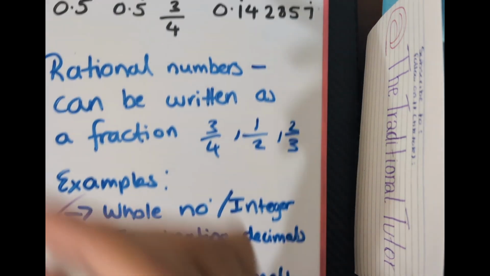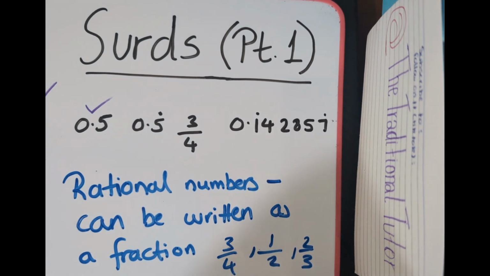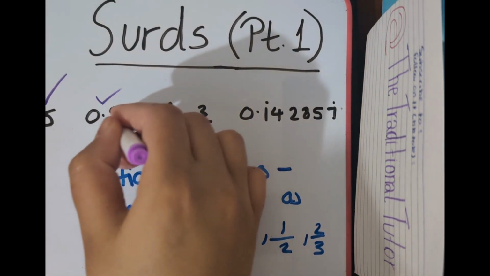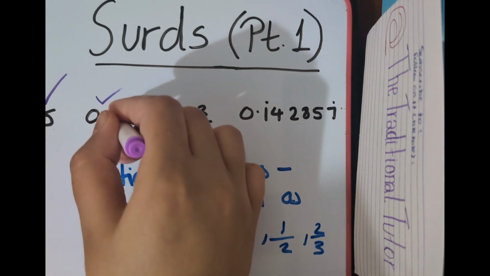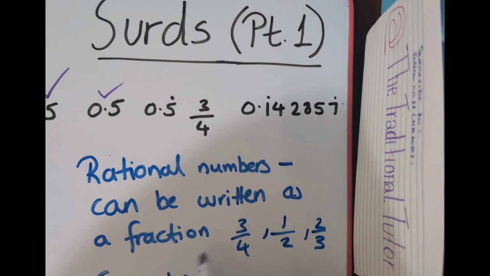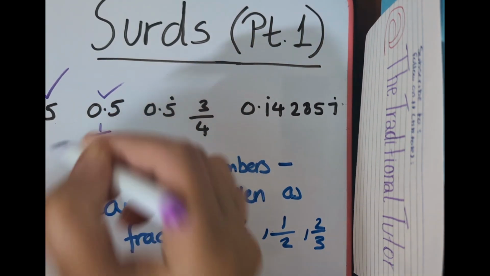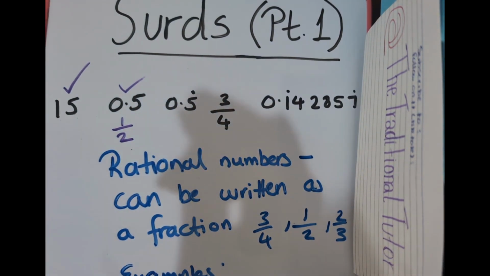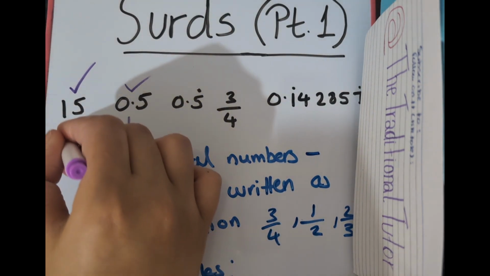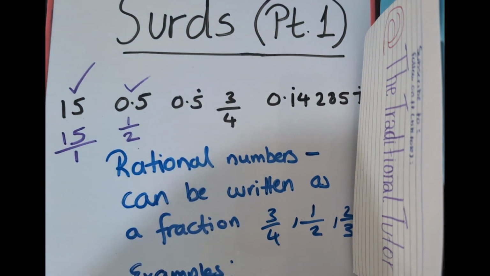And by terminating, what I mean is just the fact that it stops, okay? It stops after a certain point. So this decimal stops after the 5 and does not go on forever. So hence it is a rational number, okay? Because I can write that as a fraction. What is it as a fraction? We know 0.5 is a half, okay? And also let's go back to 15 as well. That can also be written as a fraction because remember, whole numbers, you can just write them over 1, okay? So 15 divided by 1 gets us back to 15.